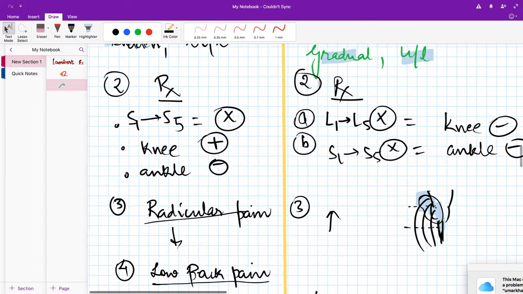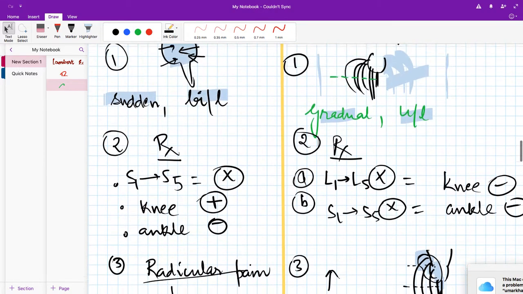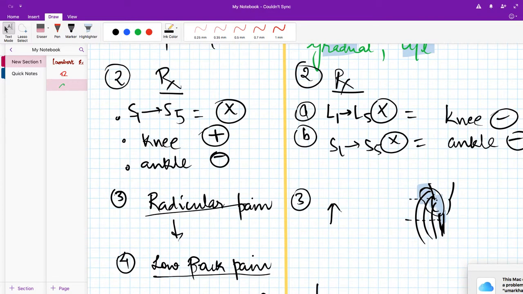Now coming to reflexes, use your common sense, because S1 to S5 are gone in conus medullaris. The ankle reflex is absent but the knee reflex is present. In cauda equina, this right side, all the L as well as S roots are gone, which means the knee and ankle reflexes will both be absent.